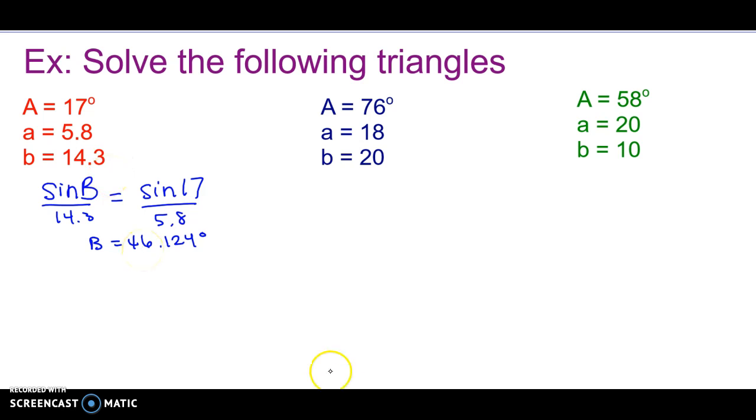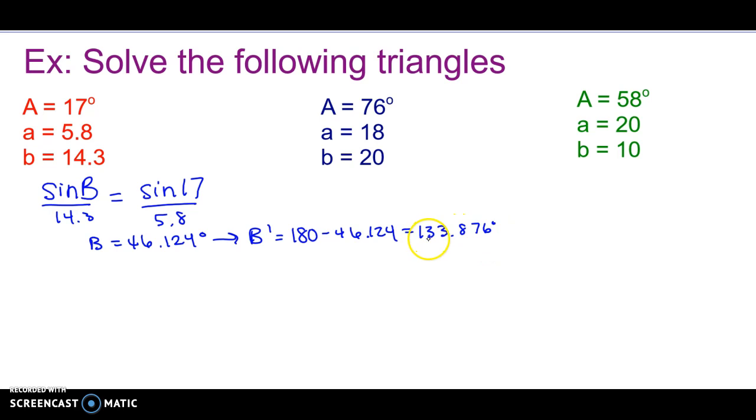So what we're going to do is use the notation B prime. We're going to find B prime, which is always the supplement of the first angle. So if I did 180 minus 46.124, that tells me that B prime, my potential second solution, is 133.876 degrees.